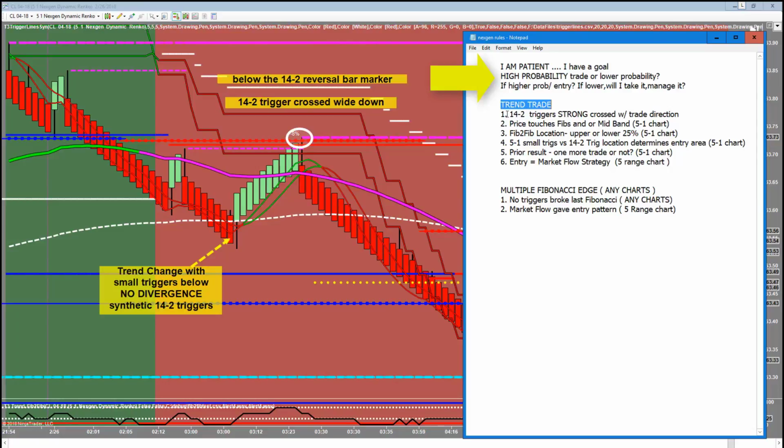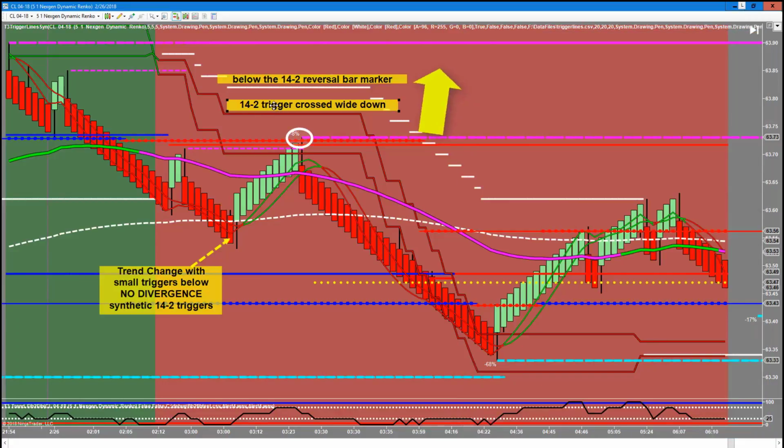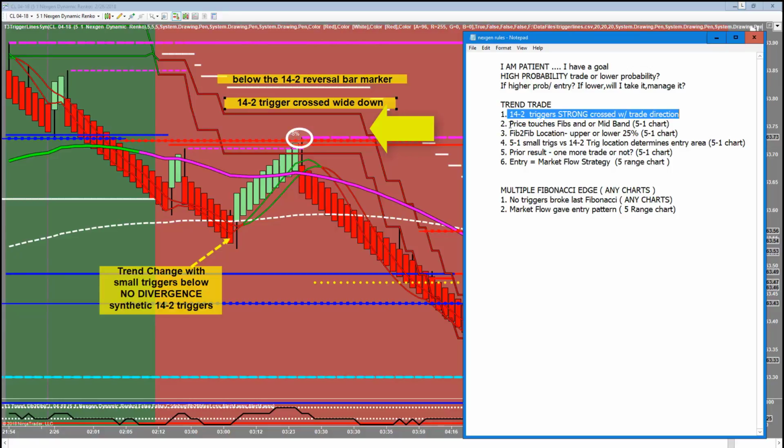So trend trade rules, very simple. 14-2 triggers crossed in the trade direction that are wide to the downside. Very easy to see right here. It paints the background color. Now, once we have our background color, we need price, the bars themselves, to actually touch Fibonacci resistance and/or midbands and/or prior divergences. And if we can get all of those things in the same spot, that's really a bonus. Our fib to fib oscillator needs to be in the upper 25%.